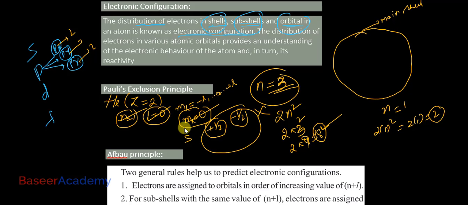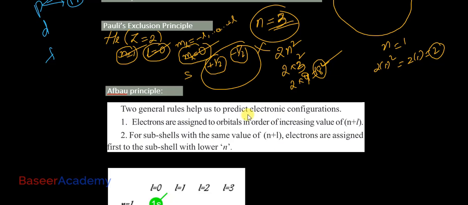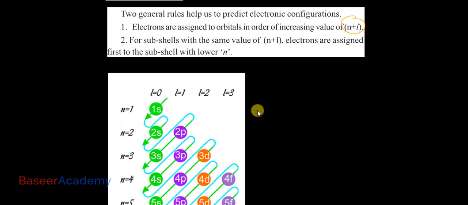What is Aufbau principle? Aufbau principle says that the electrons are assigned to orbitals in order of increasing value of n plus L. Don't get confused here. How to find out the value of n plus L? This is pretty easy. Let us say I want to find out the n plus L value of 2p. This 2 means the value of n is 2.